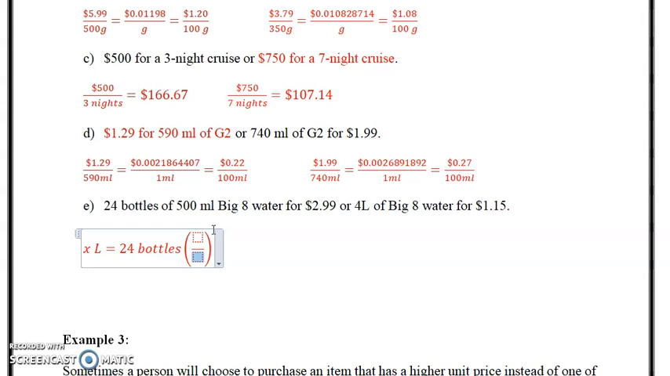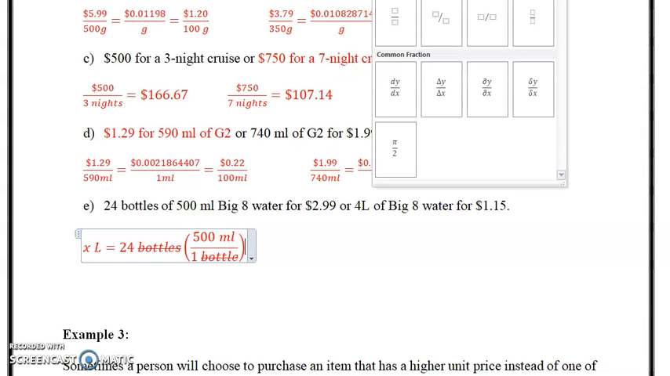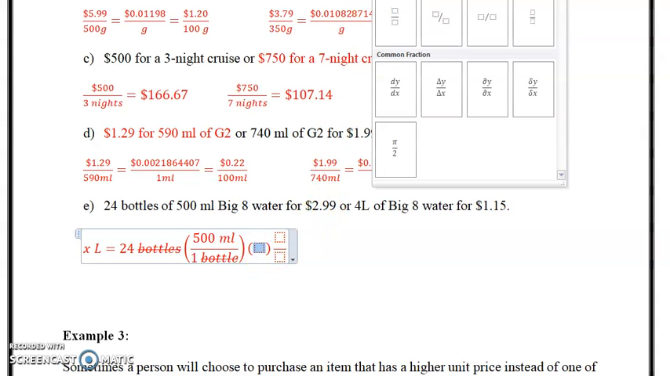Remember, the denominator is what you're trying to get rid of, and the numerator is where you're trying to go. So there's 500 milliliters in one bottle. That gets rid of the bottles for us. I can cross those bottles out. Now I want to get rid of the milliliters, so I'm going to do another bracket with another conversion factor.